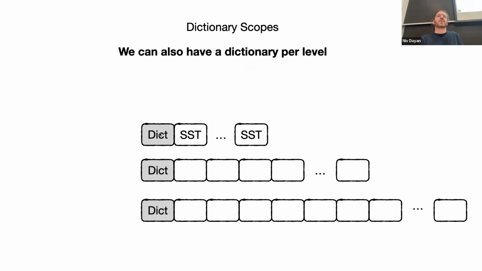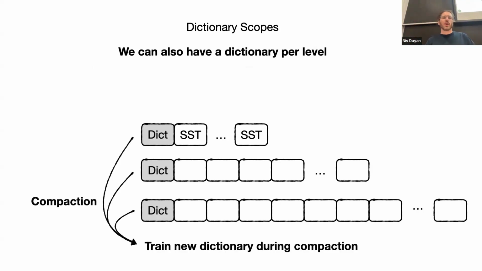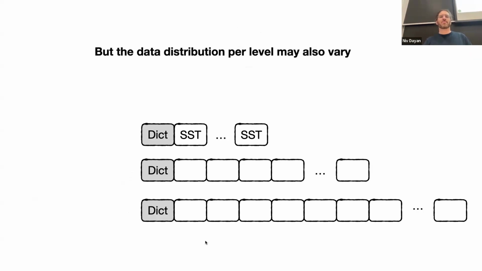You could also consider having a dictionary per level. But then potentially your data distribution within a level is going to vary a lot as well, because the level might be big. And if you're using this approach, you might train a new dictionary during compaction.